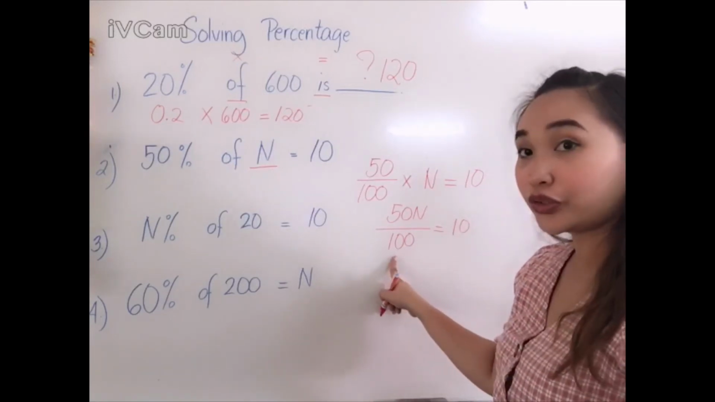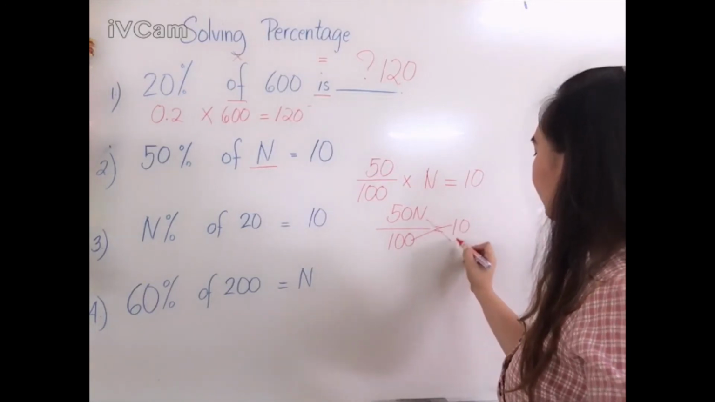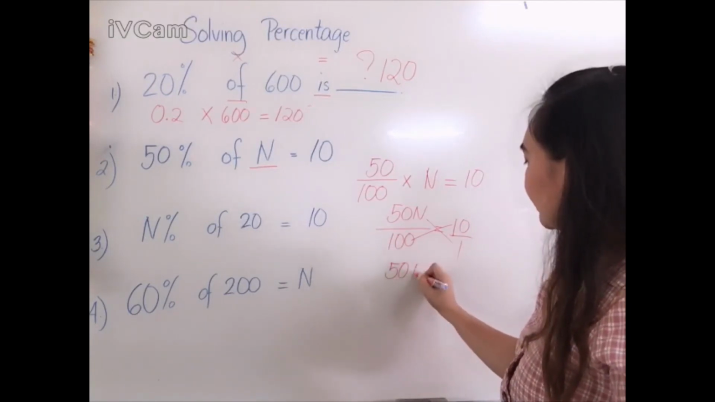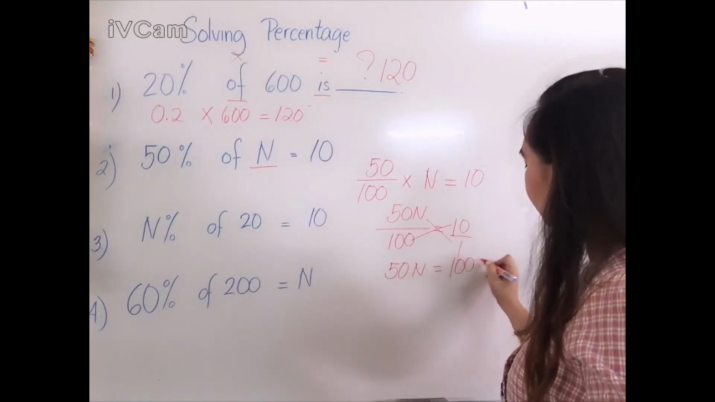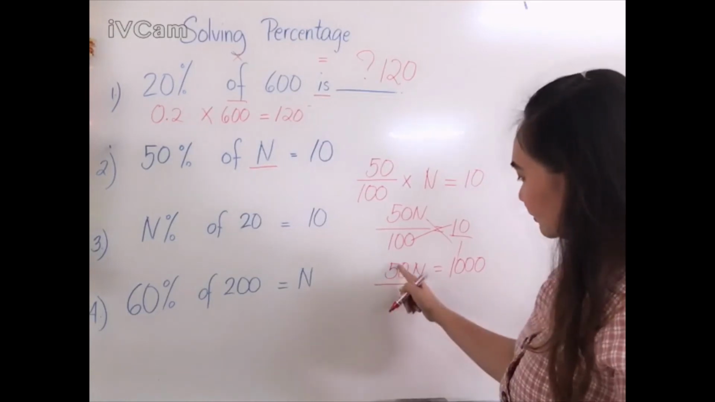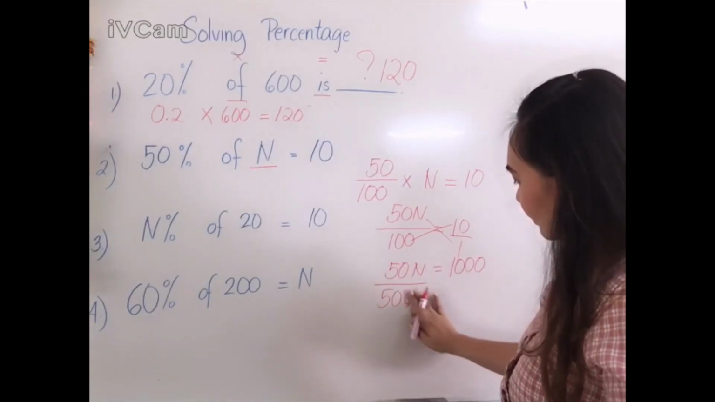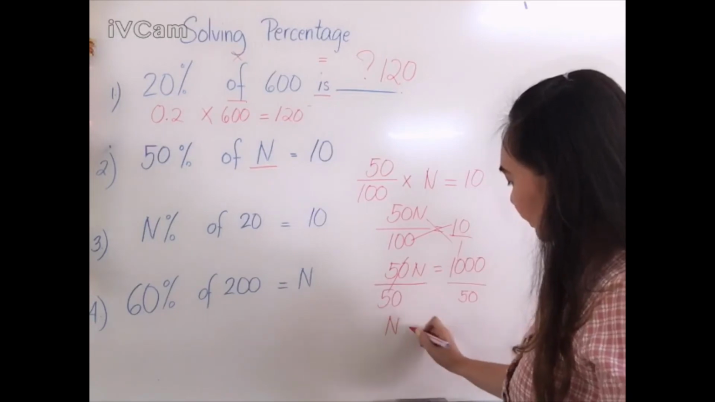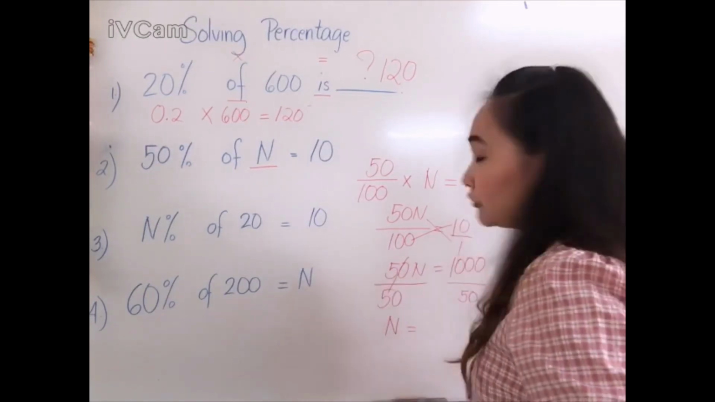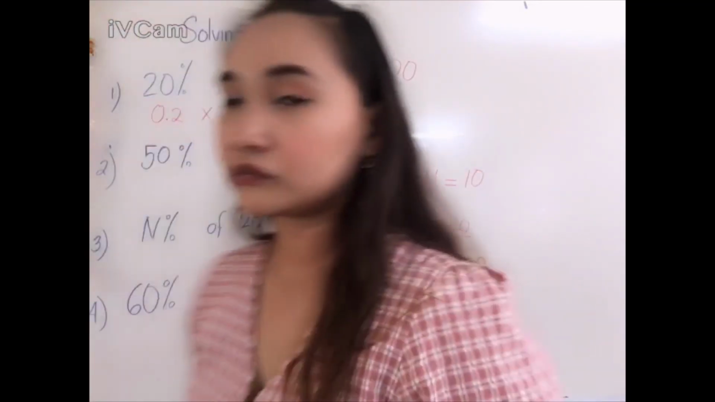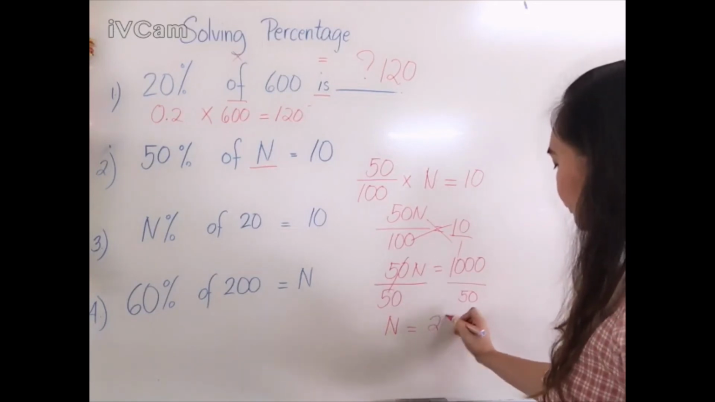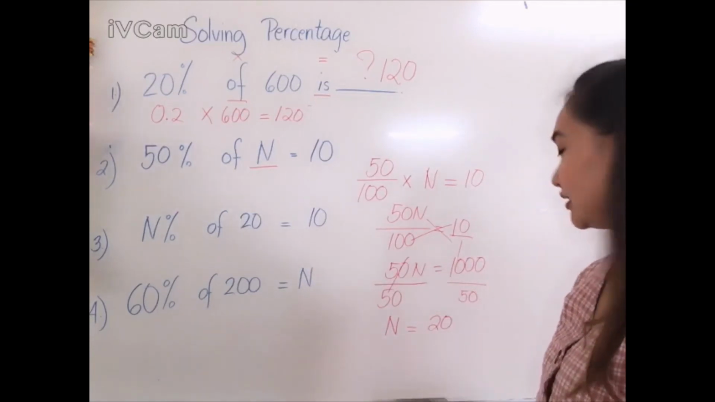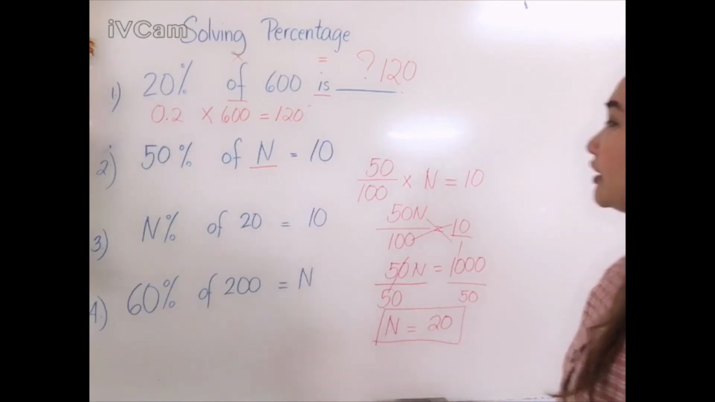Okay, now let's do the cross product. We have 1 here. So we have 50n is equal to 1000. So divide 50n by 50 and the other side also by 50. So n is 1000 divided by 50, which is what? 20. So 1000 divided by 50 is 20. So the n here is 20.